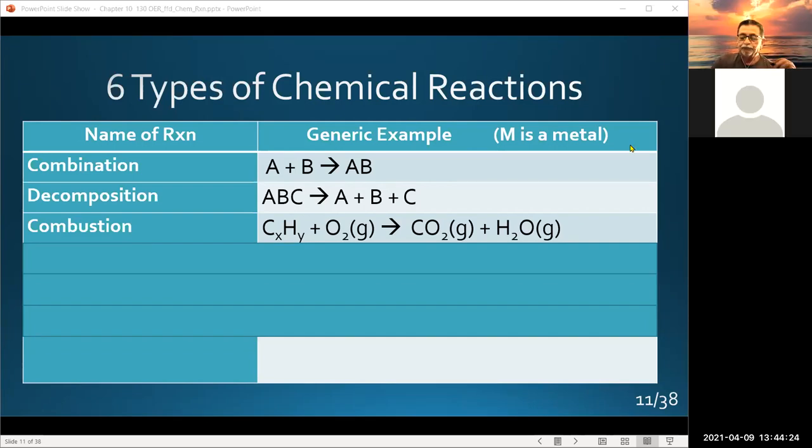Okay. And so we have trial and error basically for combination, decomposition reaction. If you guys have a question, don't hesitate, unmute yourself, and we'll get an answer. So trial and error for the first two.